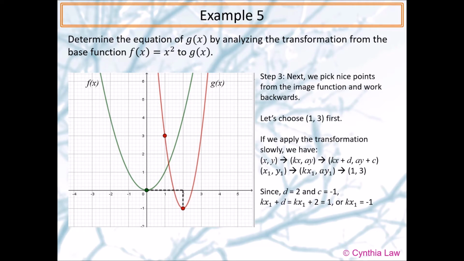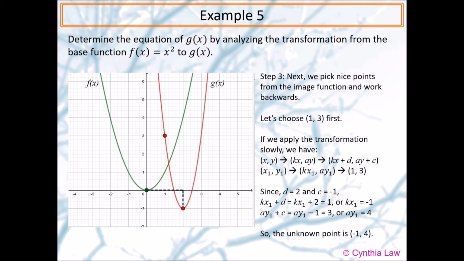So we know that kx subscript 1 plus d, which is kx subscript 1 plus 2, equals 1. And then when we solve for kx subscript 1, we have -1. When we solve for ay subscript 1, we know that ay subscript 1 plus c, which is ay subscript 1 minus 1, equals 3. So ay subscript 1 equals 4. So the unknown point is -1, 4.